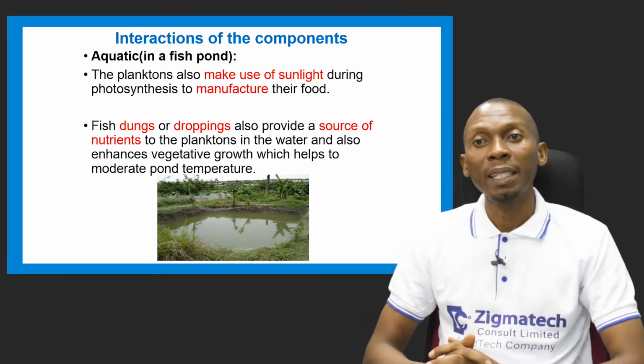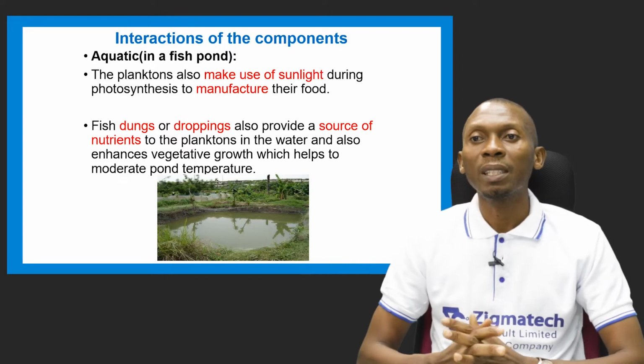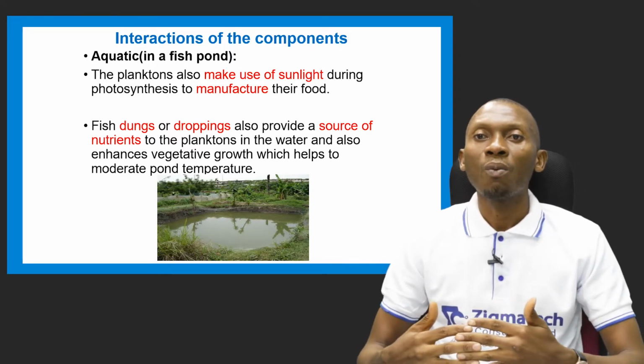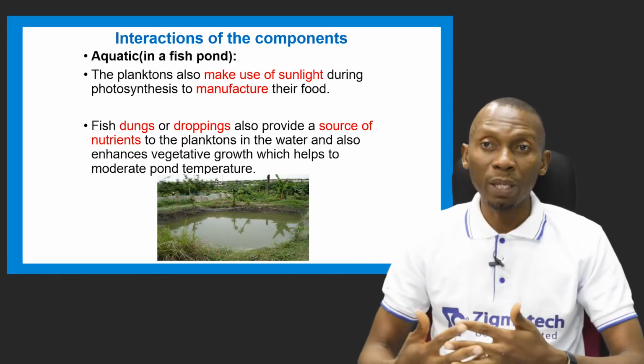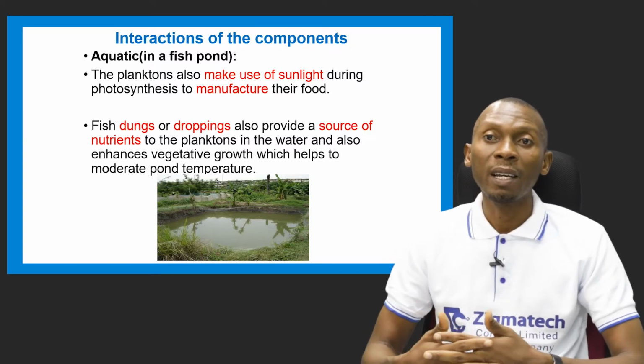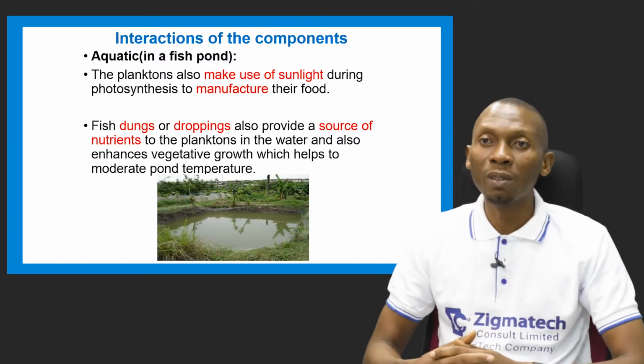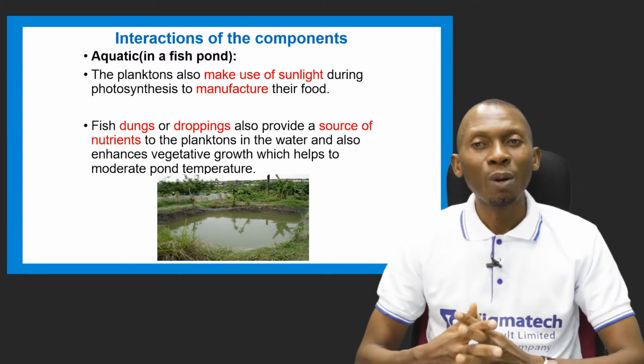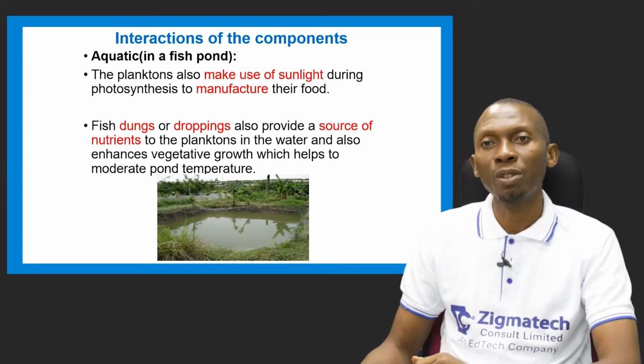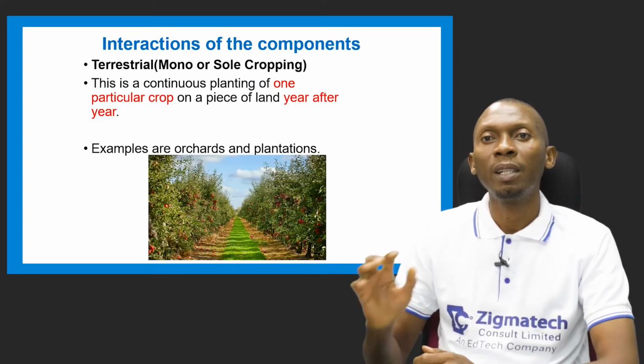So the water there is an abiotic component too, you know. Once the fish dungs, which are their feces or waste, are deposited in the water, they can enhance vegetative growth, and this helps to moderate pond temperature. So we need to take note of that as well.